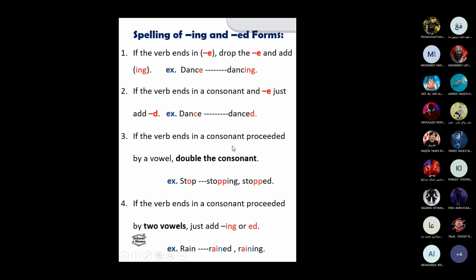Rule number three, if the verb ends in a consonant preceded by a vowel, double the consonant, such as stop. The verb stop has p at the end, and the p is a consonant preceded by a vowel o. If you want to add ed or ing, you have to double this p, okay? So it will be stopping or stopped. Rule number four, if the verb ends in a consonant preceded by two vowels, just add ing or ed, such as rain. It has n at the end, and the n is preceded by two vowels, a and i. So in this case, add just ed or ing without any change.